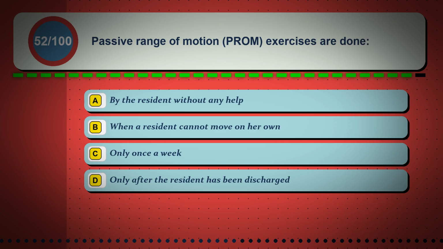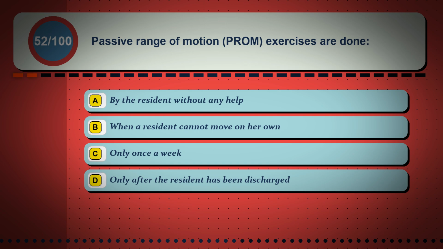Question 52. Passive range of motion, PROM, exercises are done. Option A. By the resident without any help. Option B. When a resident cannot move on her own. Option C. Only once a week. Option D. Only after the resident has been discharged.